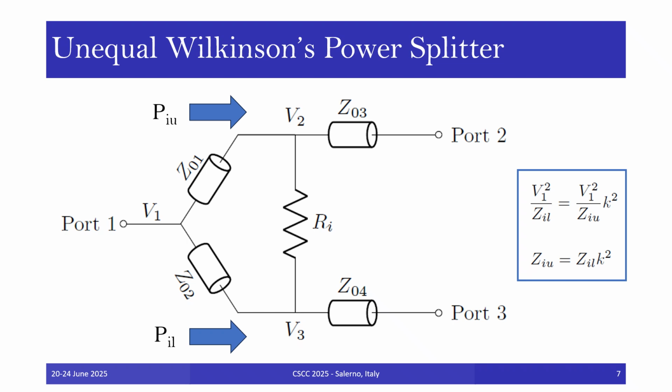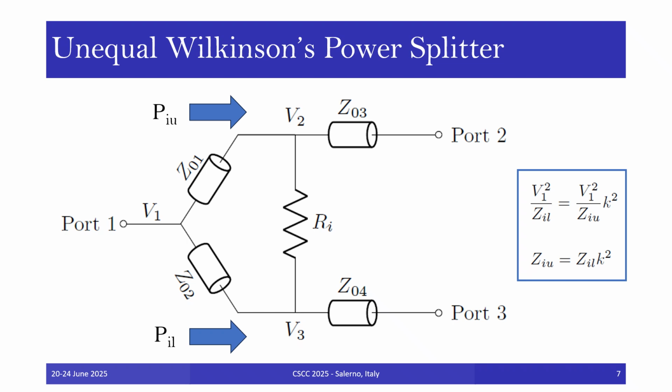Here we show the schematic diagram of an unequal Wilkinson's power splitter, which consists of four quarter wavelength transmission lines with characteristic impedances Z01, Z02, Z03, and Z04, and an isolation resistor Ri. Transmission lines 1 and 2 are used to split the power fed at port 1, while transmission lines 3 and 4 act as an impedance transformer to achieve an adequate match at ports 2 and 3. Ports 1, 2, and 3 are terminated in a characteristic impedance of Z0.